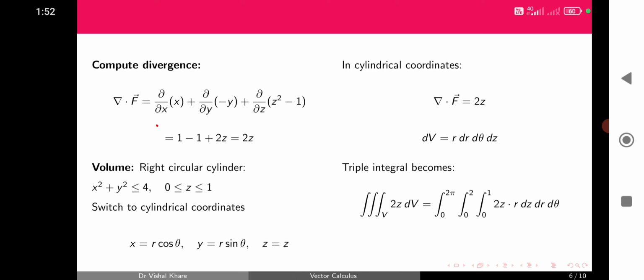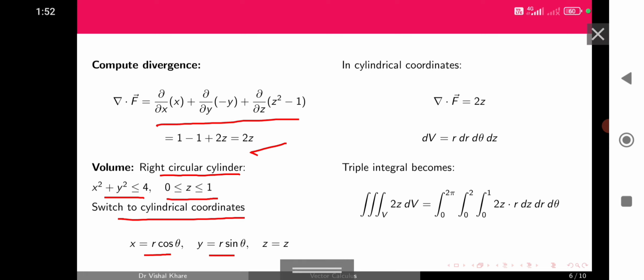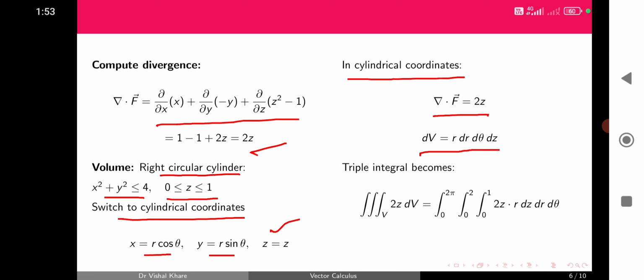First of all, compute the divergence, which is equal to 2z, and then the volume, a right circular cylinder, x square plus y square less than or equal to 1, and z lies between 0 and 1. Switching to cylindrical coordinates, x equal to r cos theta, y equal to r sin theta, and z equal to z. So in cylindrical coordinates, del dot f vector is equal to 2z, and dv is equal to r dr d theta dz. So the triple integral becomes triple integral 2z dv, putting the value of del dot f here.